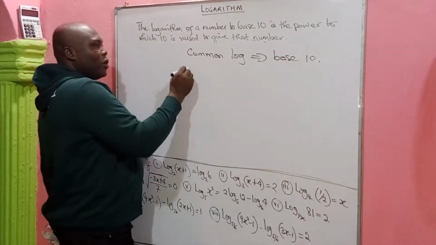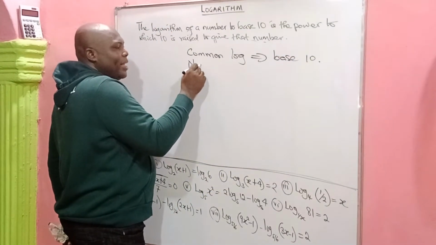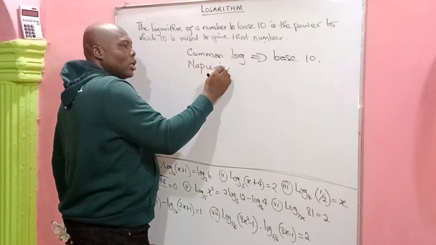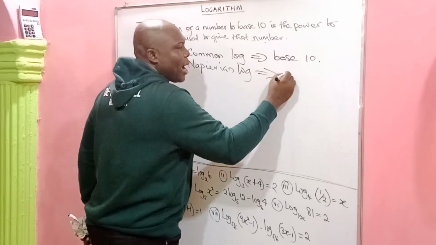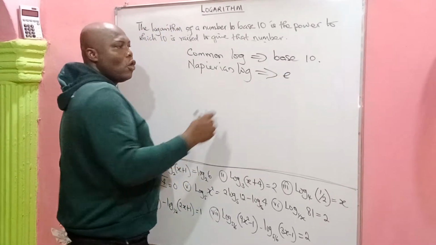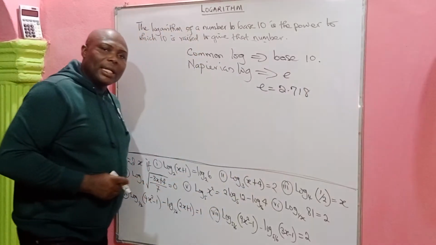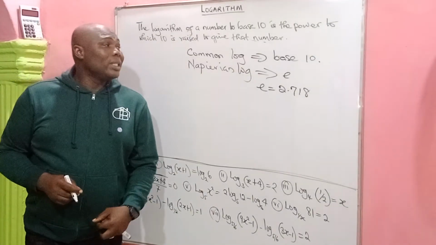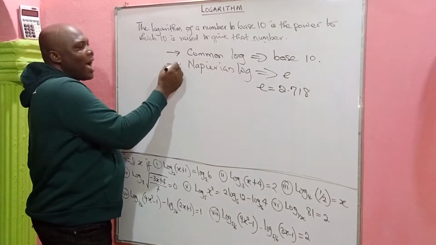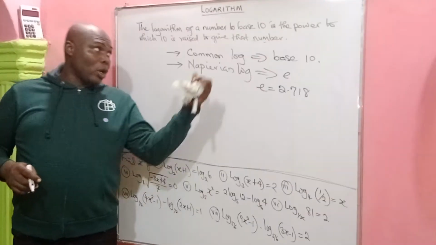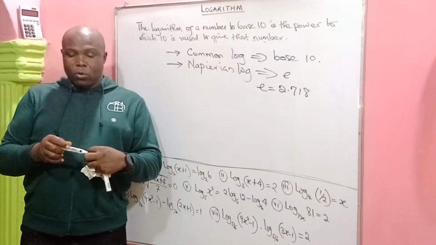But if you have the second type of log, which is the Napierian log, this is the log whose base is e, where e has a value of 2.718. So these are basically the two types of log, the common log and the Napierian log, which we call the natural log. Please take note of that, where e is 2.718.